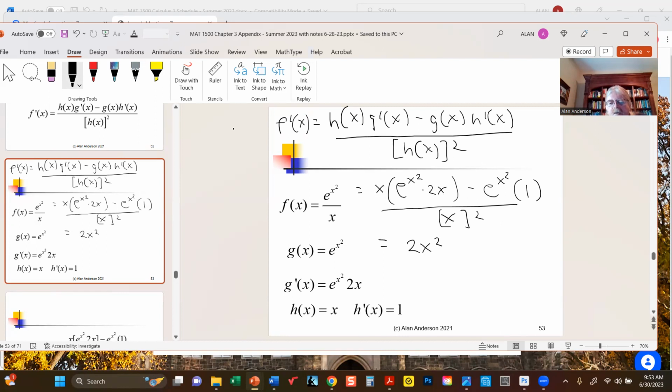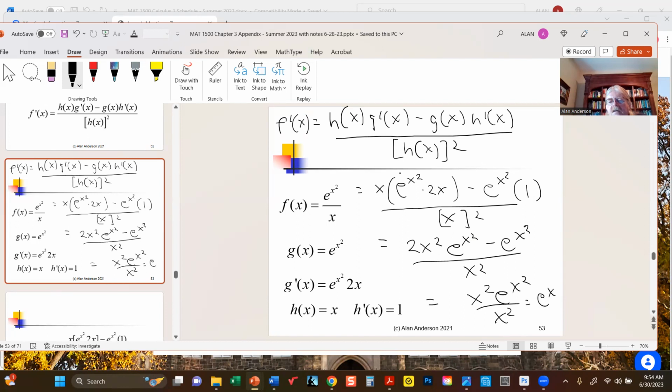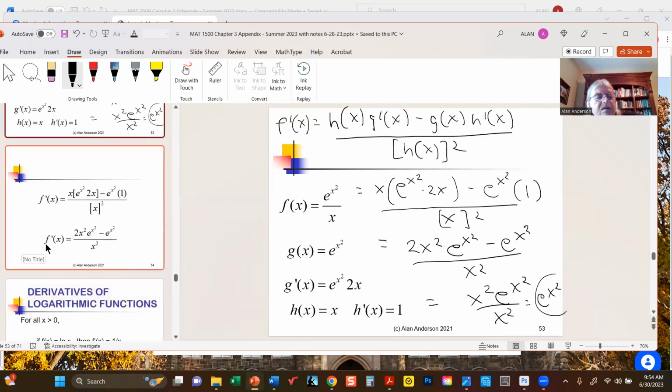So you've got an x and 2x. I'll consolidate those into 2x squared, e to the x squared minus e to the x squared, all divided by x squared. But you see, we have two terms that could be combined. So we end up with x squared e to the x squared over x squared. Wow, this turned out to be very simple, surprisingly simple.